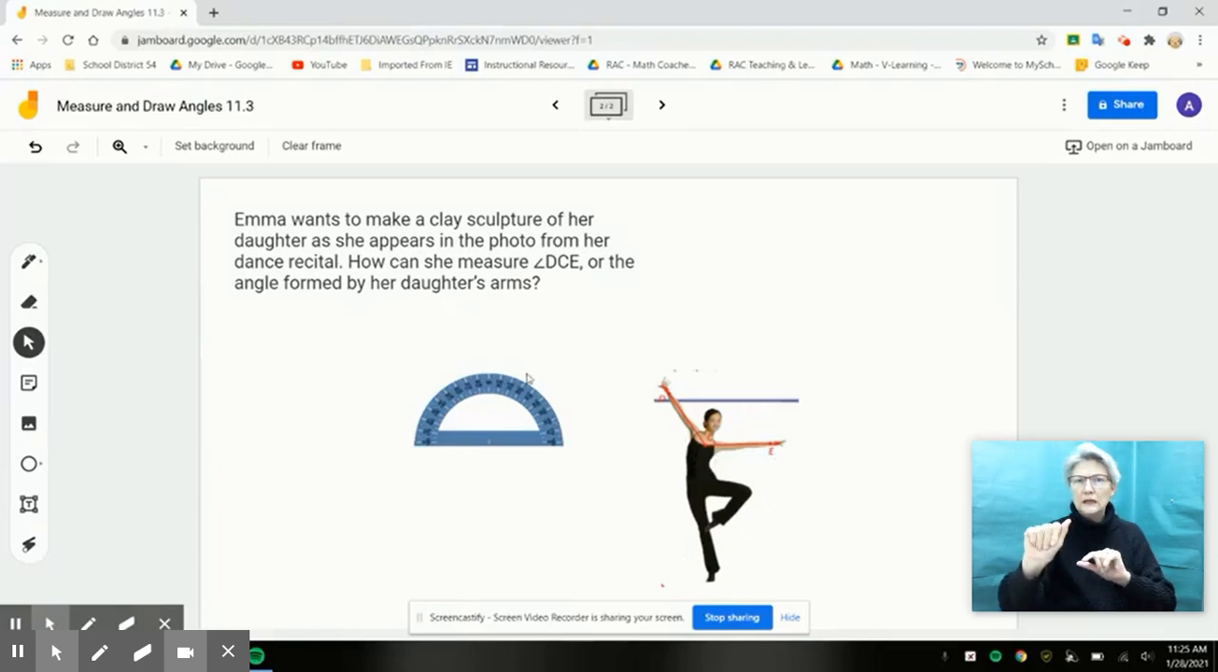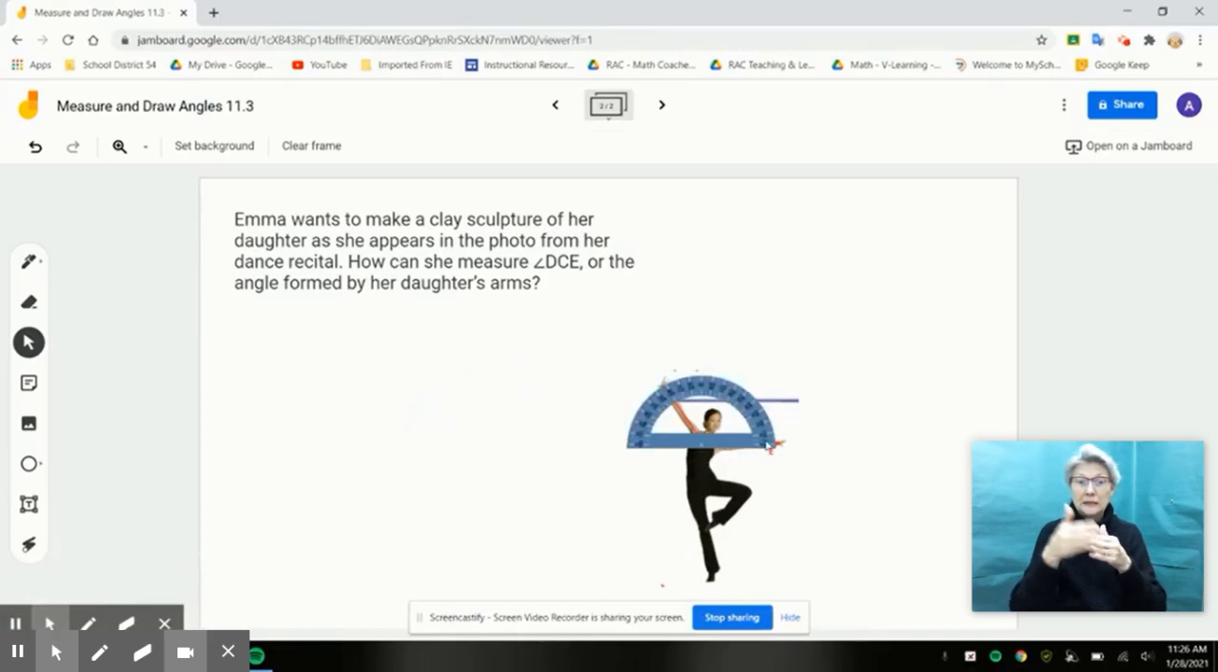So I will use my protractor to measure her angles. I'll start by placing the center of the protractor on vertex C of the angle. Next, I will align the 0 degree mark on the scale to the protractor with ray CE. Now I can find where ray CD intersects the same scale. So as I do that, I see that the angle measures 120 degrees.